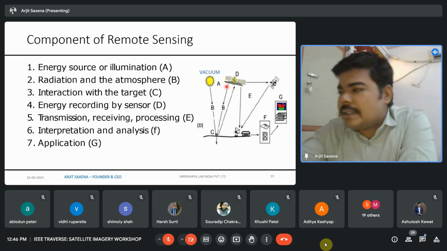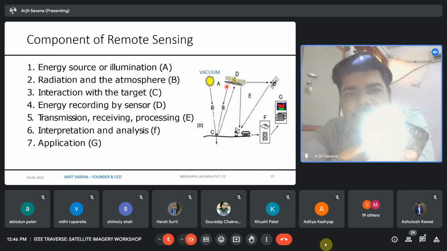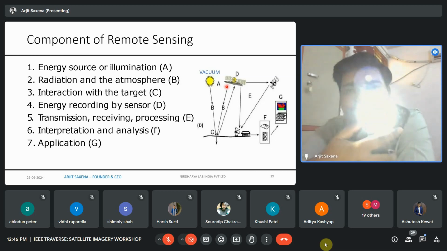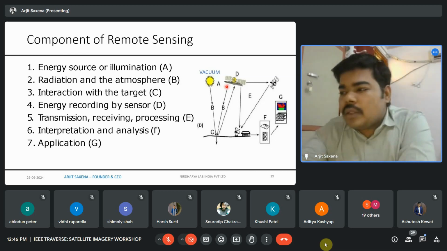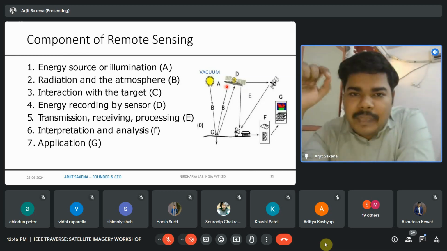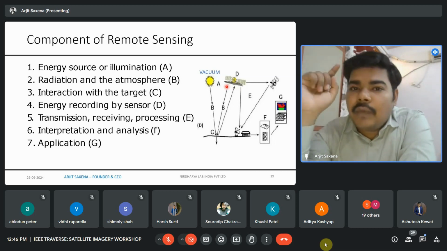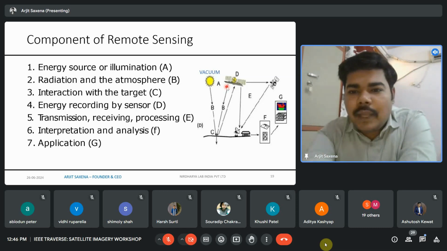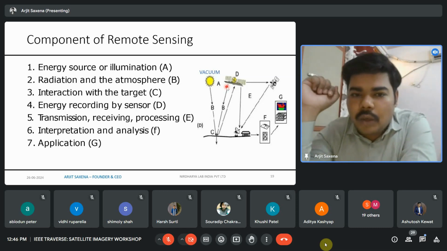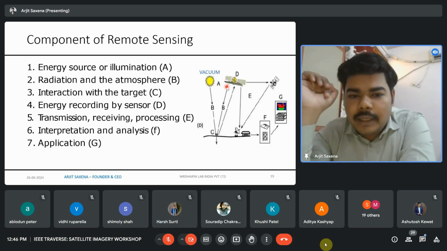Like, let's say this particular light which is coming towards you. It is a form of illumination. This is measured in lumen, 100 lumens, 20 lumens. This is in vacuum. We are talking about this in vacuum. This is not on the ground. I've written it clearly, vacuum.